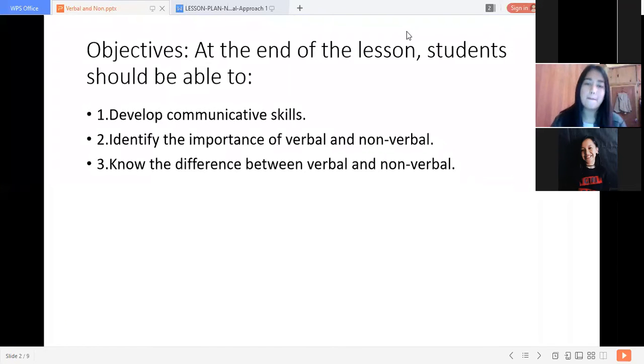Objectives: at the end of the lesson, students should be able to first, develop communicative skills. Second, identify the importance of verbal and nonverbal. Third, know the difference between verbal and nonverbal. Okay, so thank you for that. So at the end of our lesson, I hope that you will learn something about verbal and nonverbal. You will know the importance and the difference of verbal and nonverbal.